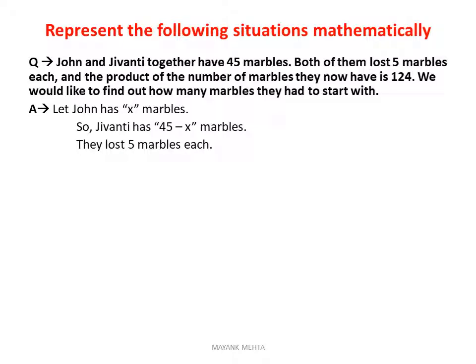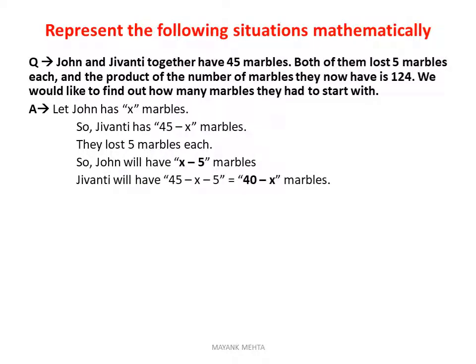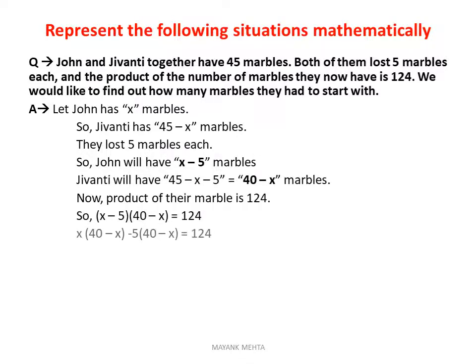Now they lost 5 marbles each. That means John will have x minus 5 marbles, because 5 marbles are lost, and Jivanti will have 45 minus x minus 5 marbles. That means 40 minus x marbles, and the product of them is 124. That means x minus 5 into 40 minus x is 124. You will simplify this and get the simplified version.